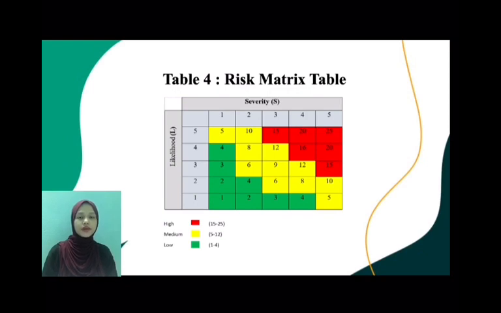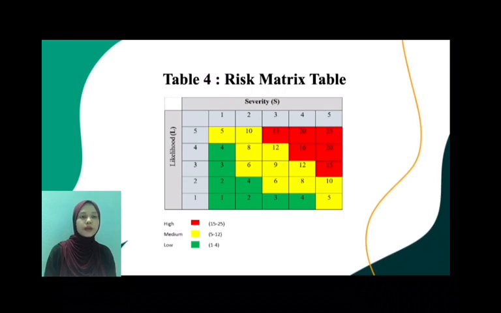My name is Nur Hidayat Nabila binti Muhammad Sanusi. In my part, I will explain about table 4, which is the risk matrix table. The vertical one is likelihood or probability values, and the horizontal one is severity or consequence values. There are 3 colors, which are green, yellow, and red. What do the colors mean? This will be explained in the next slide.